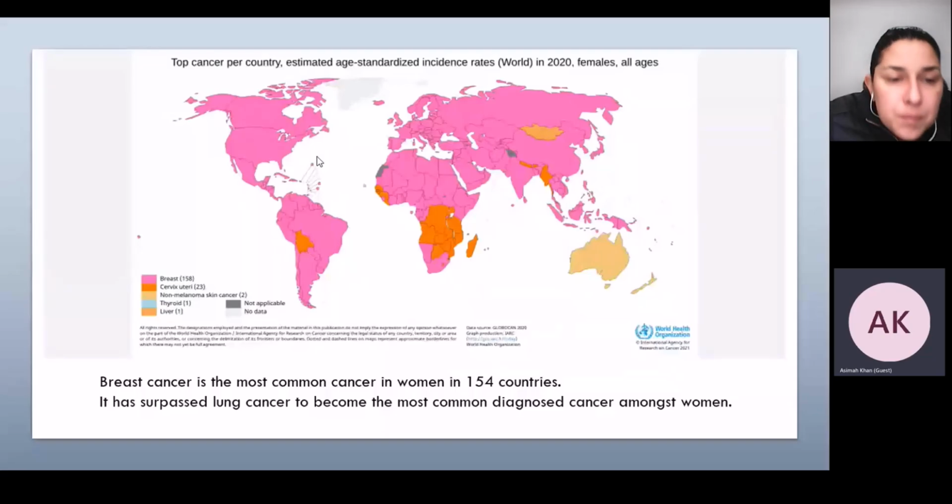Breast cancer is the most common cancer in women. It has surpassed lung cancer, which had been leading for many years. Since 2020, it has surpassed lung cancer, and it became the most commonly diagnosed cancer amongst women.